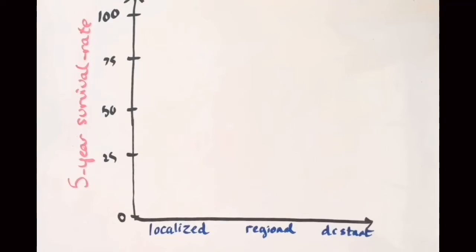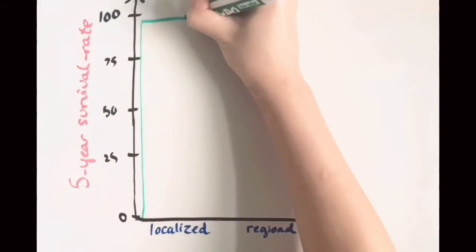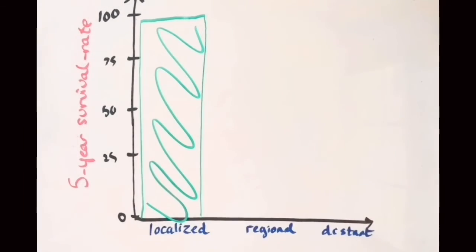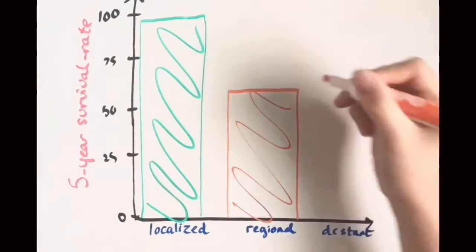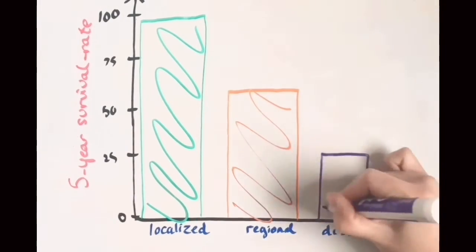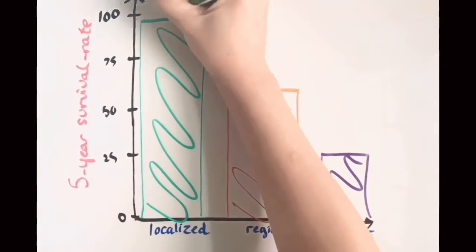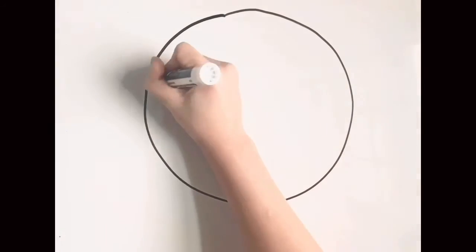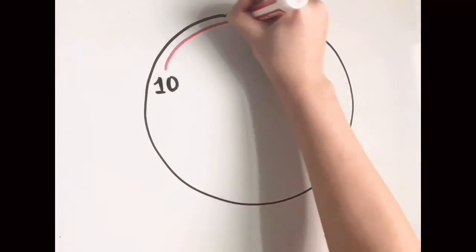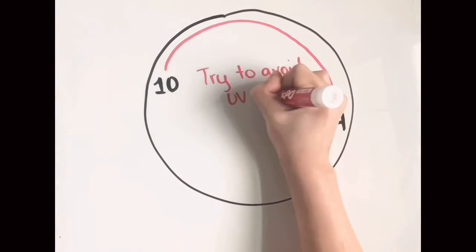For localized melanoma, there's a 99% 5-year survival rate. Regional melanoma has a 66% 5-year survival rate. And distant melanoma, the most severe form, has a 27% 5-year survival rate. Overall, all of these stages, known as SEER, S-E-E-R, stages, have a 93% 5-year survival rate. It's important to diagnose melanoma early on so that it can be treated before getting to a more serious stage.